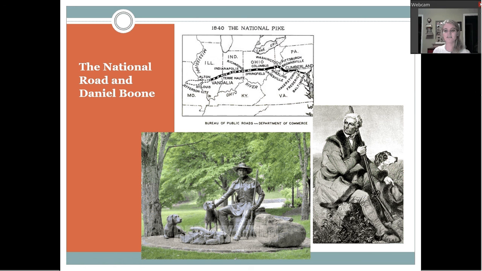So this is the idea behind this, that we're going to create something that's going to make America more unified, right? That's the idea behind the National Road, the bank, all of these things. We're going to see how well that actually works as we continue to look through this nationalism and sectionalism unit.